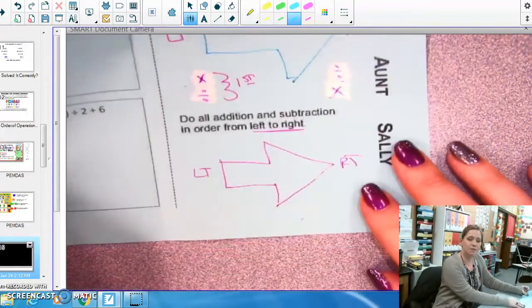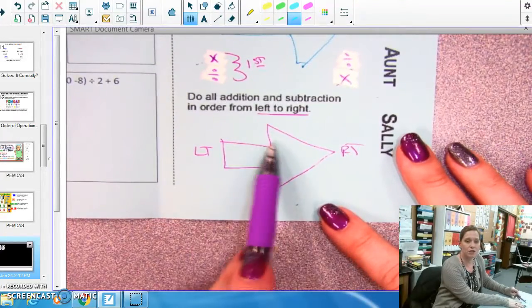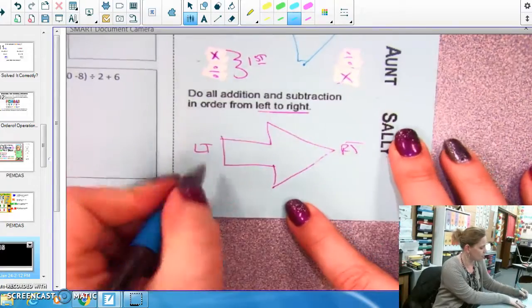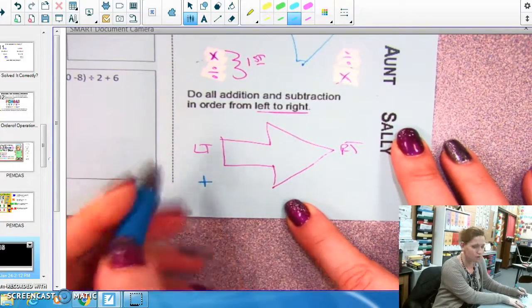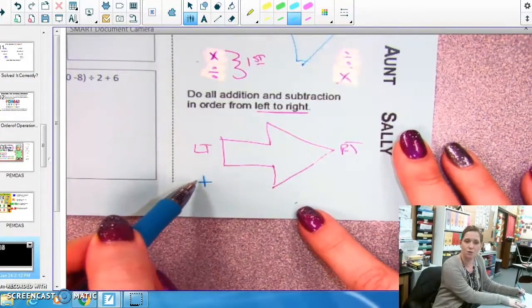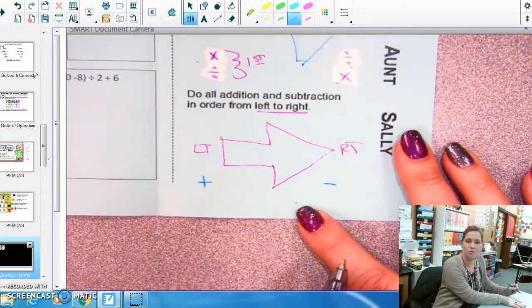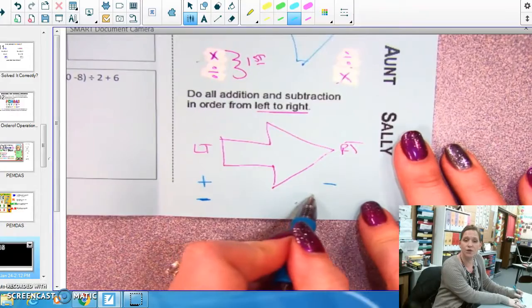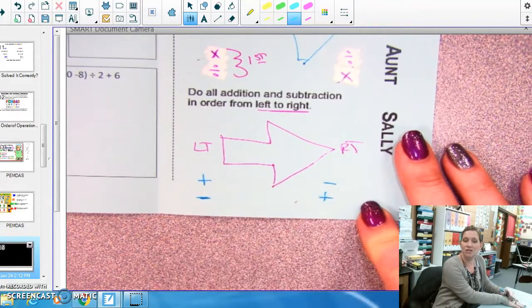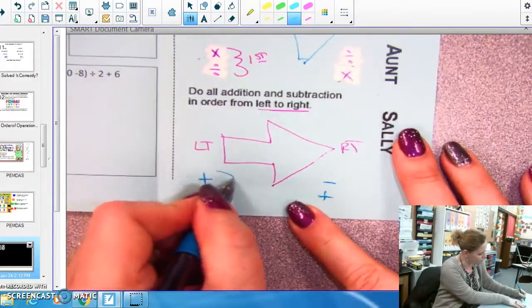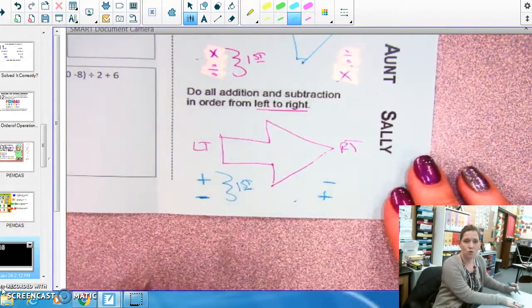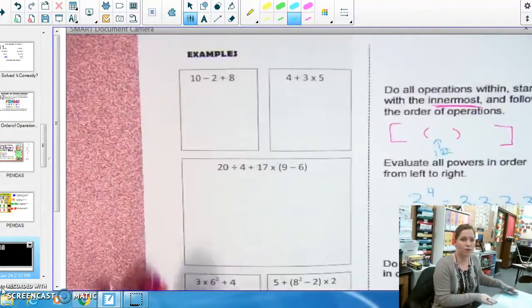It's the exact same thing for addition and subtraction. Feel free to make yourself the arrow again from left to right. What we're looking for is if addition comes first as we are reading, that's what we do first. If subtraction comes later on, we do that second. Or vice versa. If subtraction comes first, we do that first before we do addition. So again, it's whatever comes first, starting from left to right. So just some quick reminders of the order of operations.